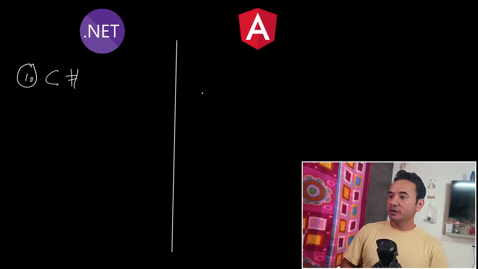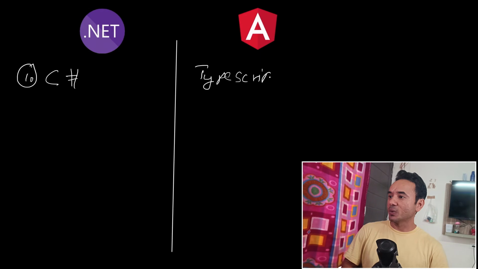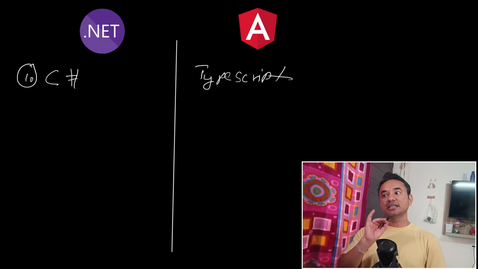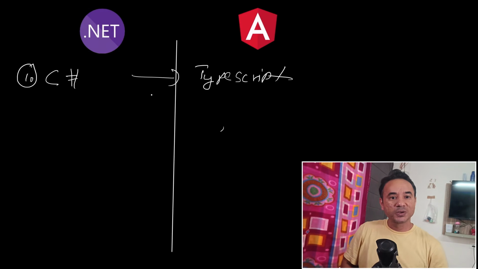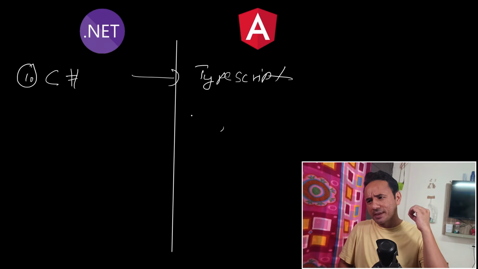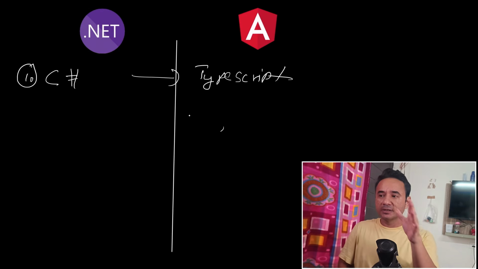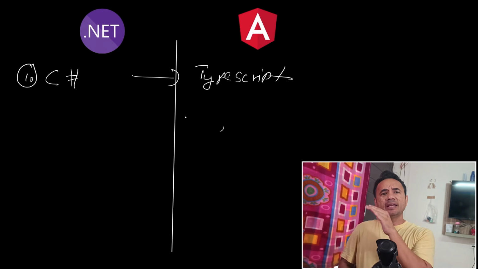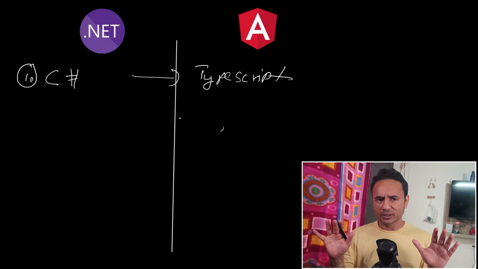Similarly, in Angular, we have TypeScript. Okay? So TypeScript is also a programming language, and it is very much similar to C#. So it also has classes, properties, methods, objects, interfaces. So if you already understand C#, then learning TypeScript will not be very difficult. And if you know TypeScript, then you know 30 to 40% of Angular.